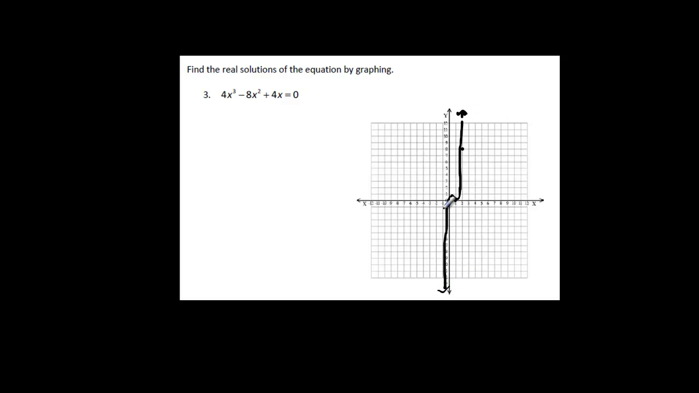And then down here, the zeros are going to be 0 and 1. And 1 is going to be a double root, so it has a multiplicity of 2. Alright, this one over here they want you to factor.